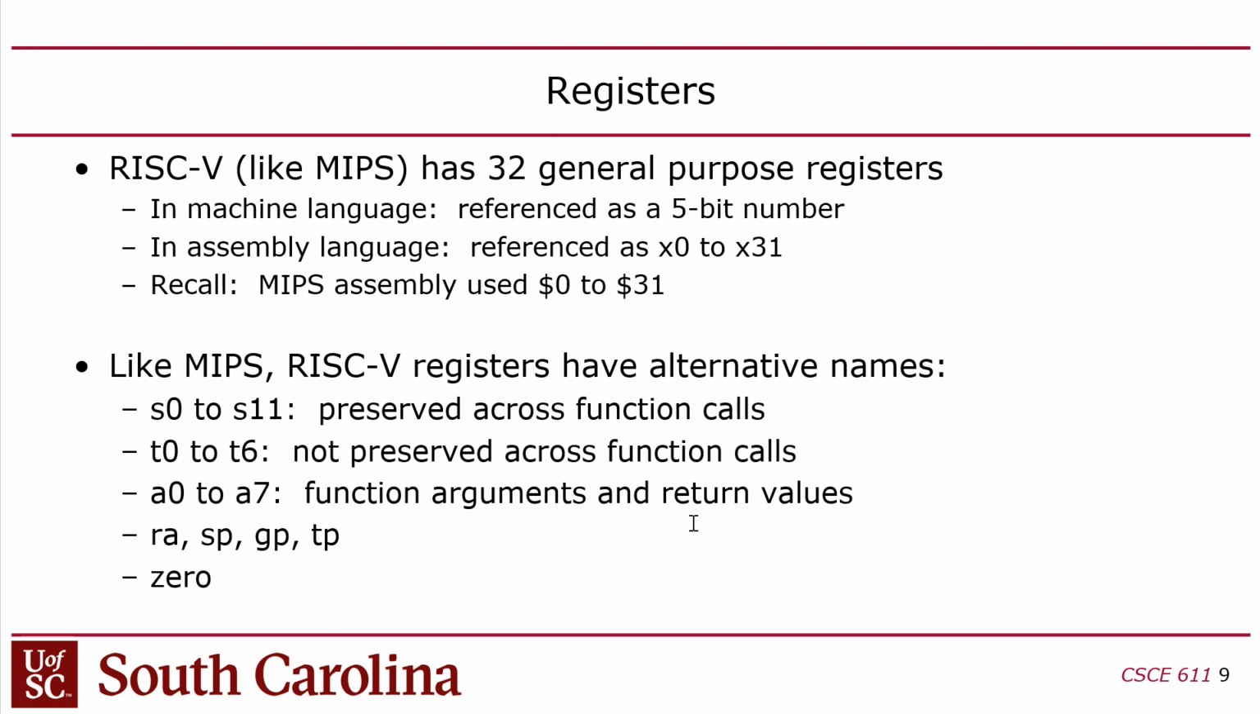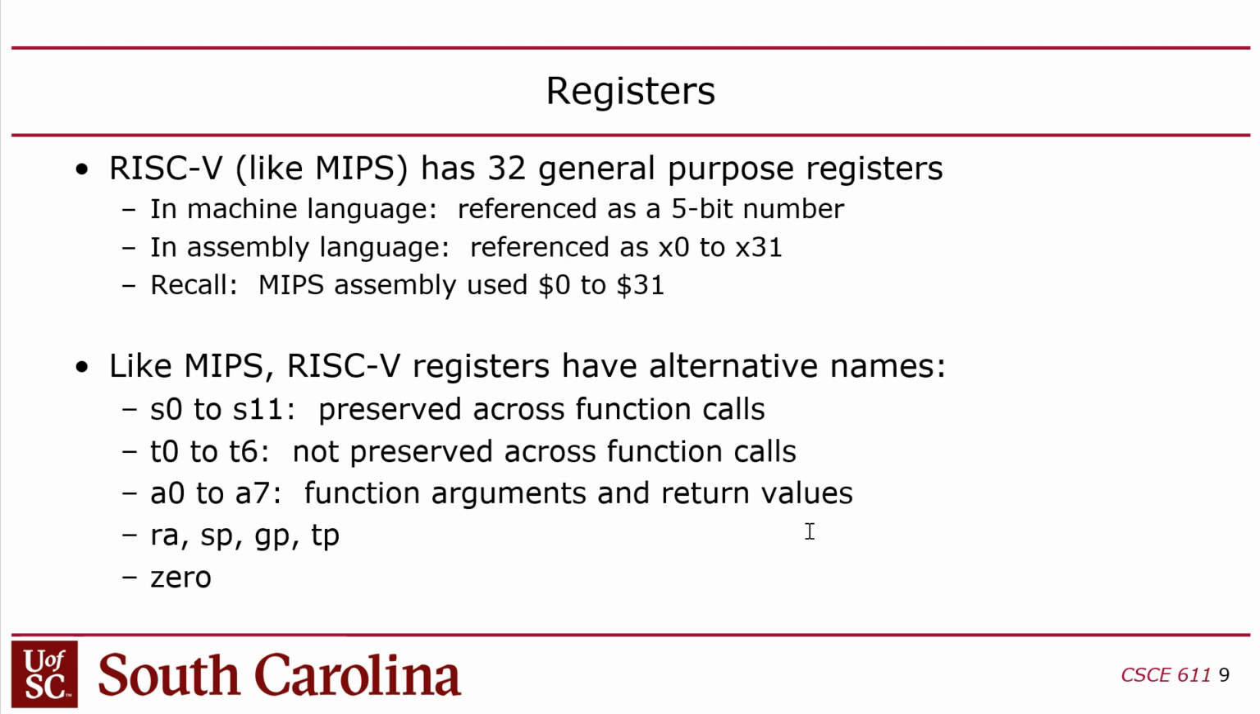In MIPS, it's $0 to $31, and in RISC-V, it is X0 to X31. Or you can use their symbolic names, such as S0 to S11, T0 to T6, A0 to A7, RA, SP, GP, TP, and zero. RA is return address, SP is stack pointer, GP is global pointer, TP is thread pointer, and zero, spelled out, is register 0, which always contains the value 0.